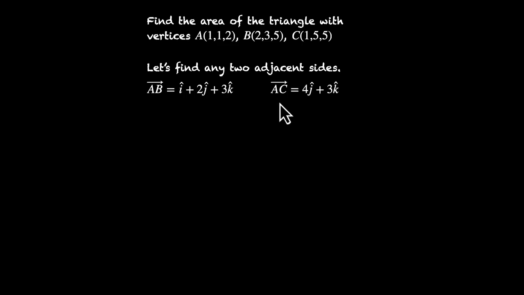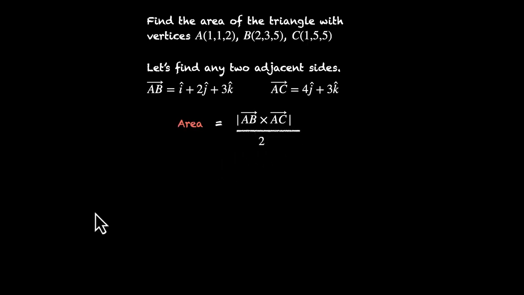Let's also find AC, that's C minus A. So that's 0 plus 5 minus 1, 4j cap, plus 5 minus 2, 3k cap. So we have AB and we have AC. Now to get the area, we'll take the cross product, and because this is a triangle, we'll divide it by 2. So area equals the magnitude of the cross product of AB and AC divided by 2.